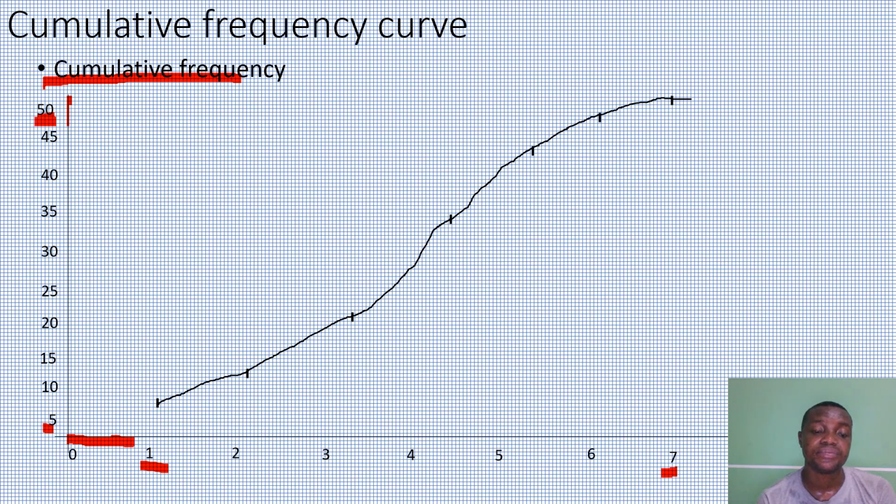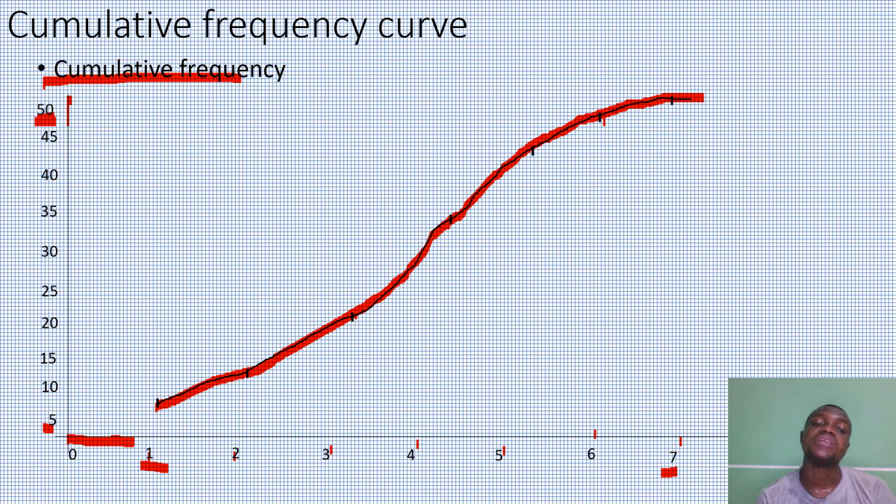Then we start plotting. 1, we plot against its cumulative frequency. 2 against its cumulative frequency. 3 against the corresponding cumulative frequency. Then 4, 5, 6 against their corresponding cumulative frequencies. Then we plot 7 against its corresponding cumulative frequency. After this, we use freehand. Then we join all the points that we have plotted to form a curve. This curve is called the cumulative frequency curve. Good. I hope you are getting something.